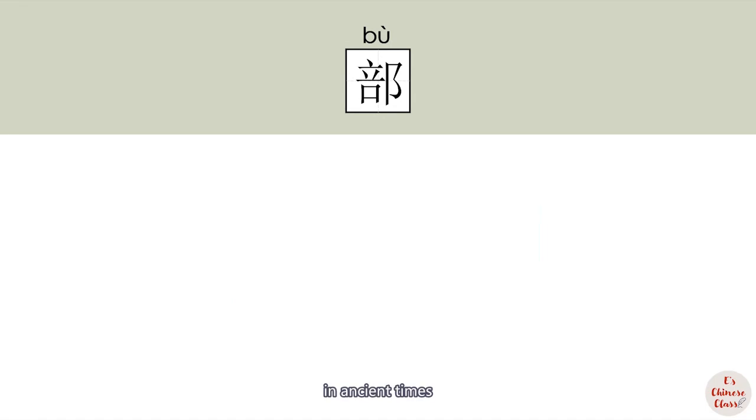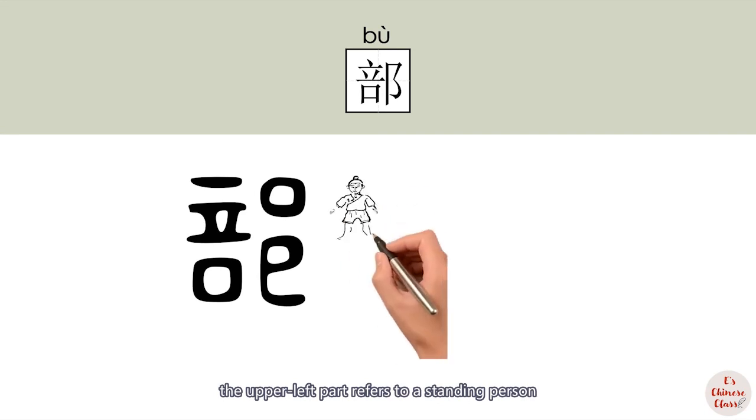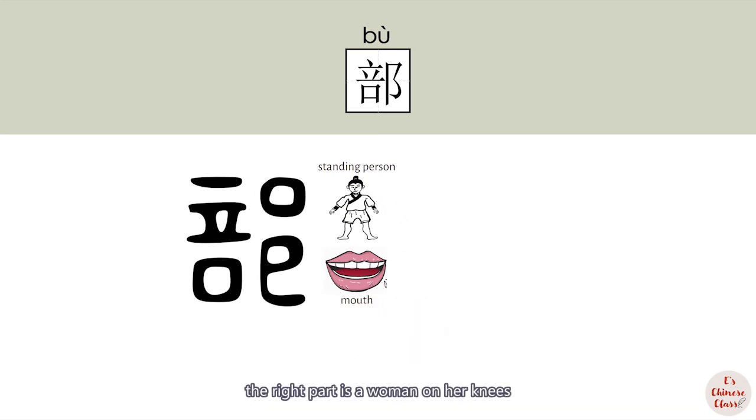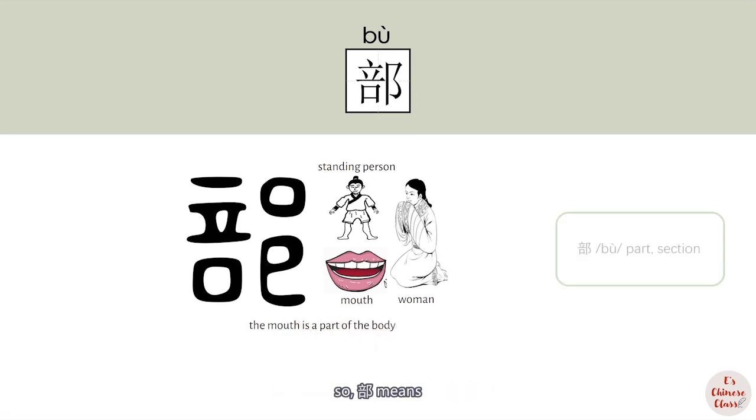In ancient times, 部 was written as, the upper left part refers to a standing person. The lower left part refers to a mouth. The right part is a woman on her knees. The mouth is a part of the body, so 部 means part.